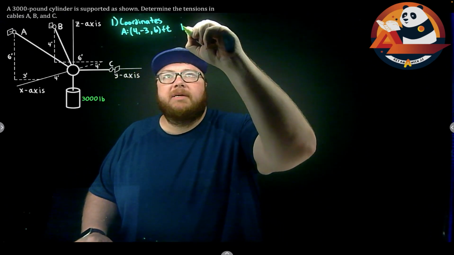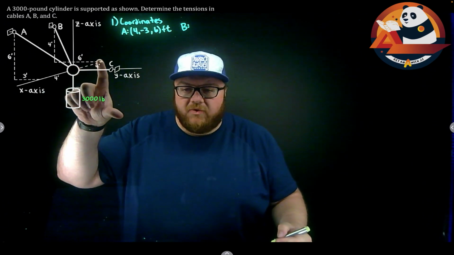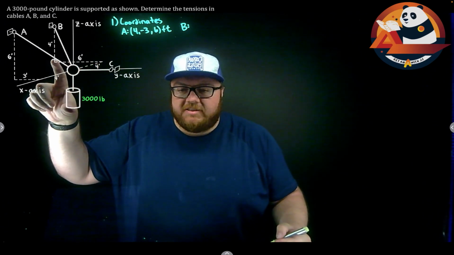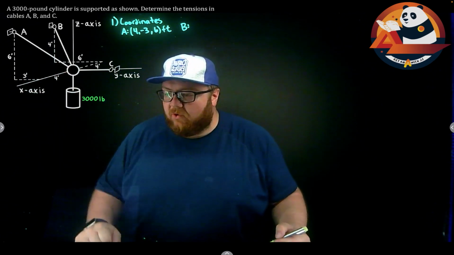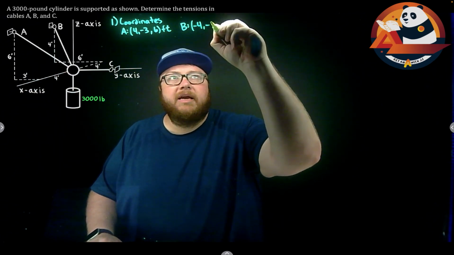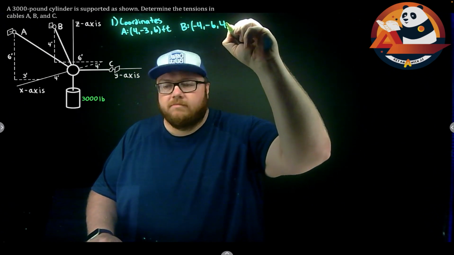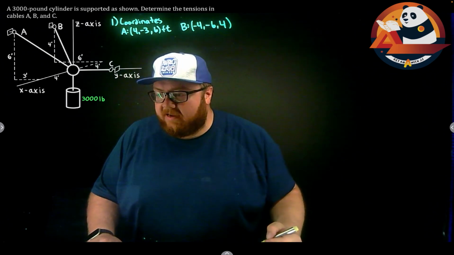Let's do this for B. Point B is at, we go backwards 4 in the x, -6 in the y, and up 4. So we'd be at -4, -6, 4. That will be our second point in here.